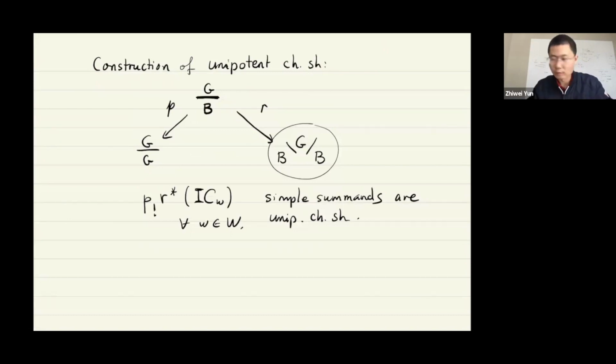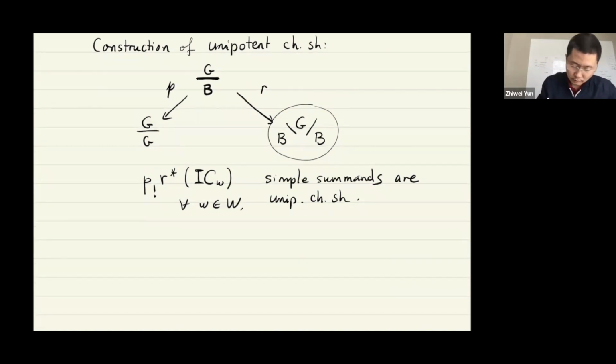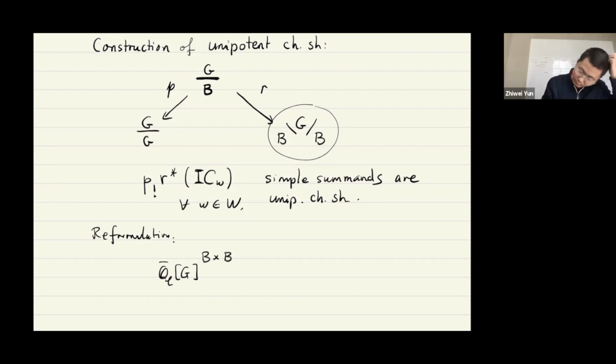We can reformulate this in the following way. What we start with is functions on G mod B mod B. I can think of that as taking the regular representation as a G times G representation, and then taking B times B invariants. So this is the starting point.